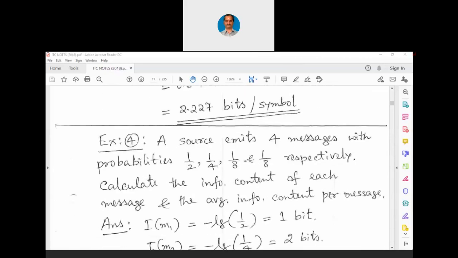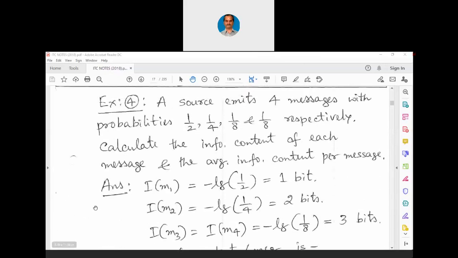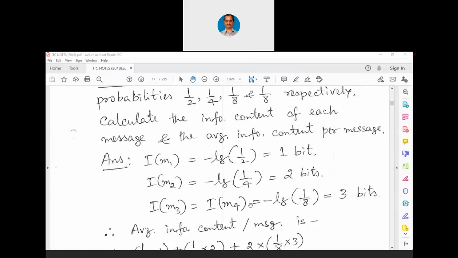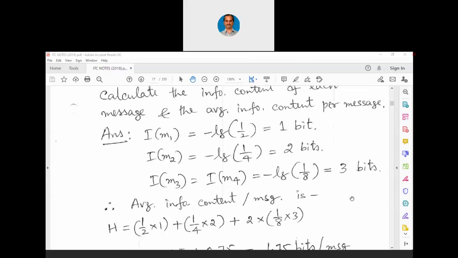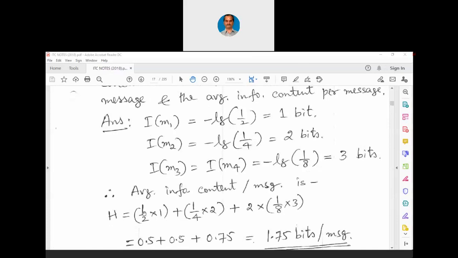Let me reveal. So he has asked that in the beginning, find out the information content of each message. So I of M1 is Lg of 1 over Pi or minus of Lg of Pi. That is 1 bit. I of M2 is 2 bits. I of M3 and M4 are same. It is 3 bits. Now the average information content is H is half into 1 plus quarter into 2 plus 2 into 1 over 8 into 3. That is 0.5 plus 0.5 plus 0.75 is 1.75 bits per message. That is correct. Good that students have worked it out.